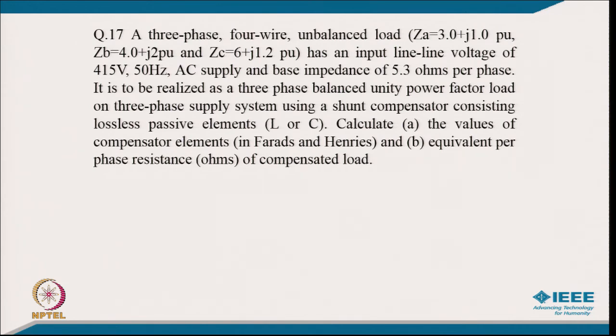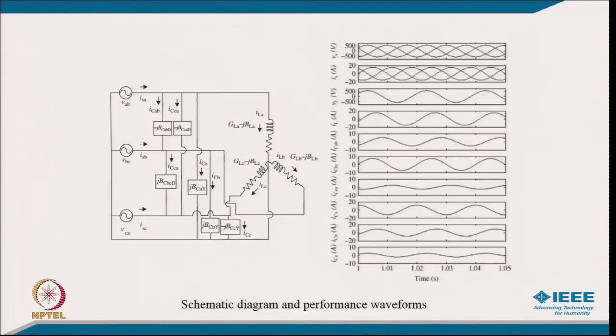So, coming to another example, 17. A 3 phase 4 wire unbalanced load of ZA equal to 3.0 per unit plus j1 per unit, ZB 4 per unit plus j2 per unit, and ZC 6 per unit plus j2 per unit, has a line to line voltage of 415 volts AC supply and base impedance of 5.3 ohm per phase. It is to be realized as a 3 phase balanced unity power factor load on the 3 phase supply system using a shunt compensator considering lossless passive elements. Calculate the value of the compensator elements and the equivalent per phase resistance of the compensated load.